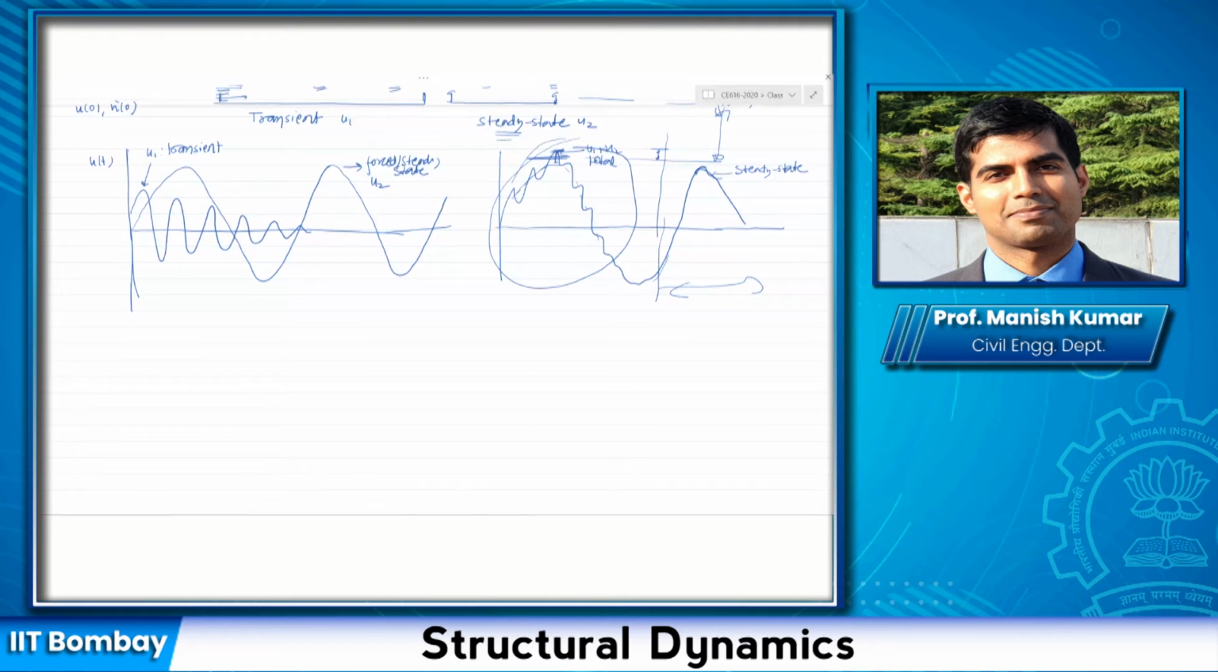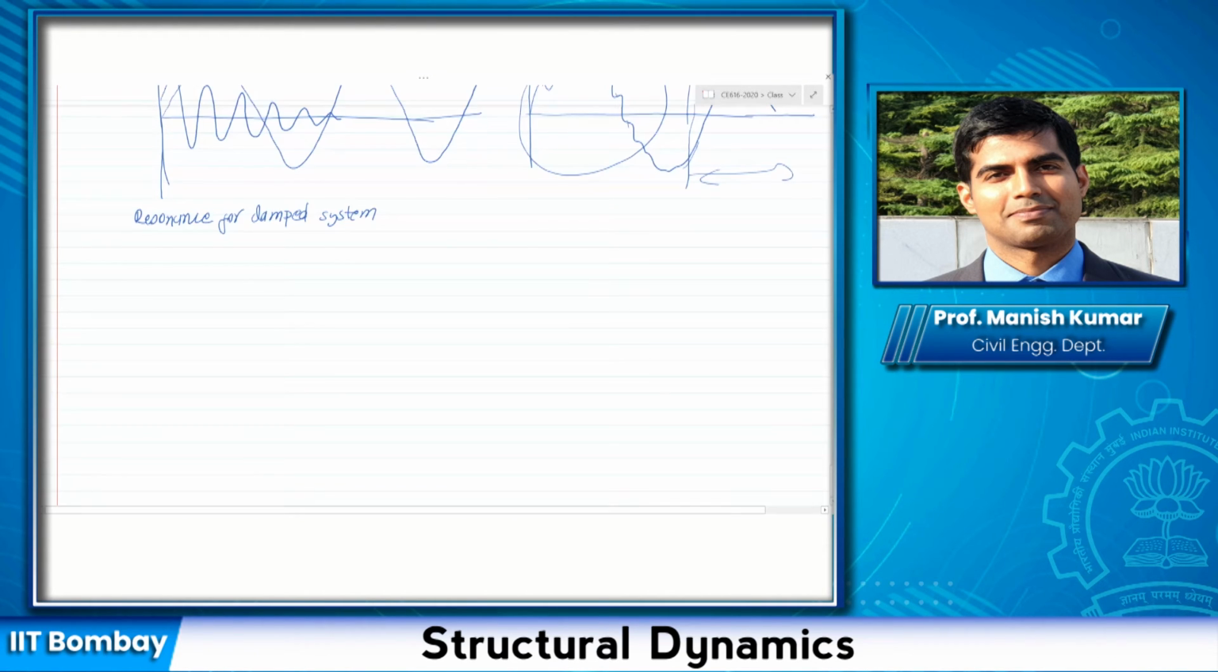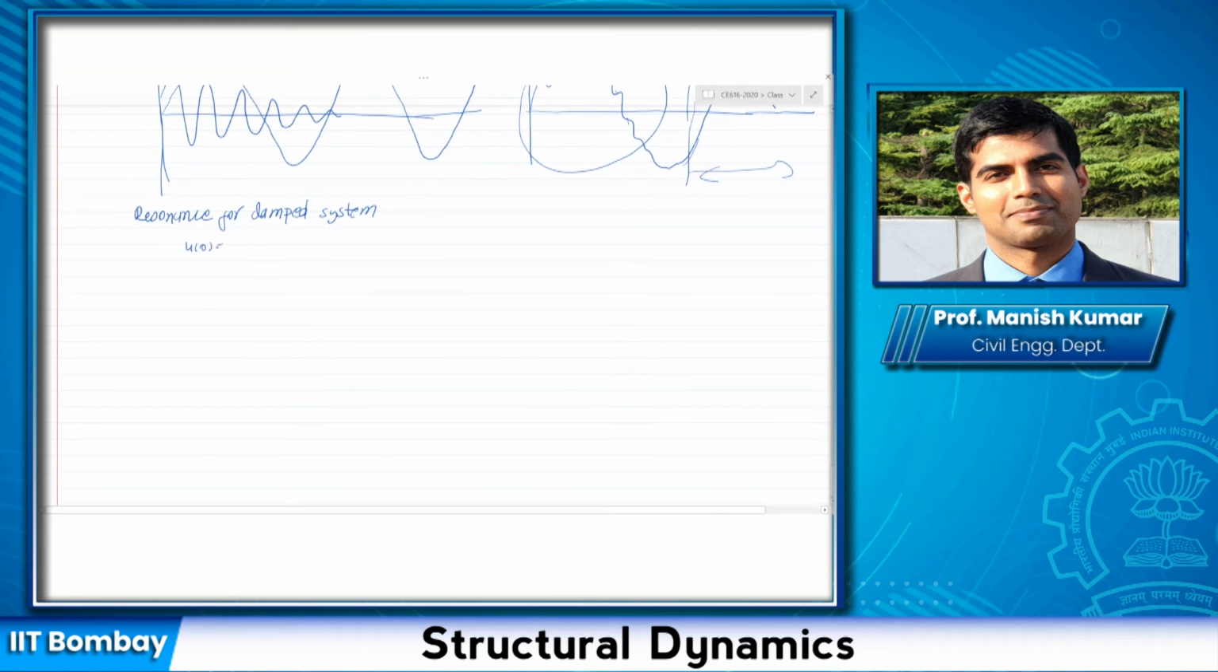Okay, now if we are focusing on steady state, before going into analyzing steady state, remember that we investigated resonance for an undamped system. Now let us see what happens for a damped system. Okay, so now we are going to investigate resonance for a damped system. Let us see what happens in case of resonance for a damped system. For this case, let me assume that the system is starting from rest. So there is no initial displacement, there is no initial velocity.